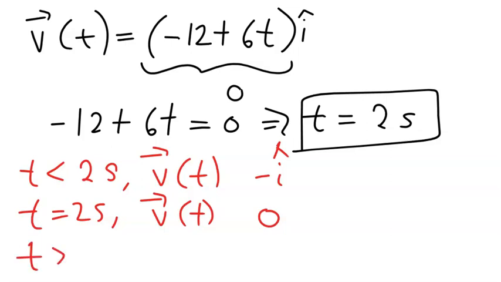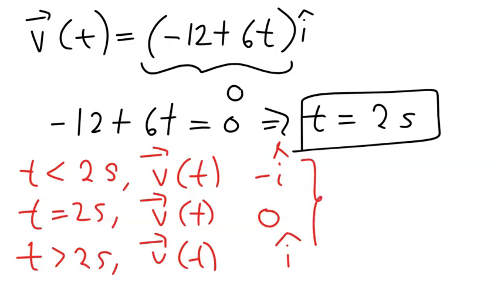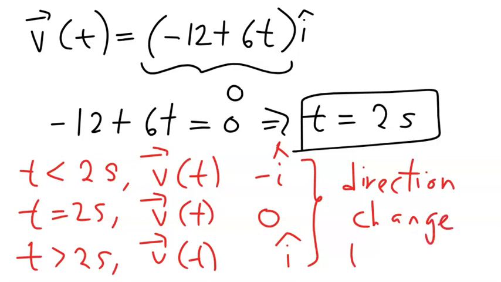And at t greater than 2 seconds, the instantaneous velocity is in the direction of positive i hat. So these are the indications that the object is actually changing its direction at t equals 2 seconds.